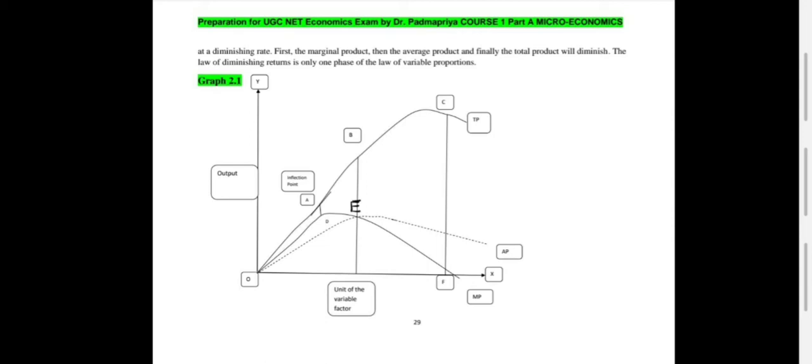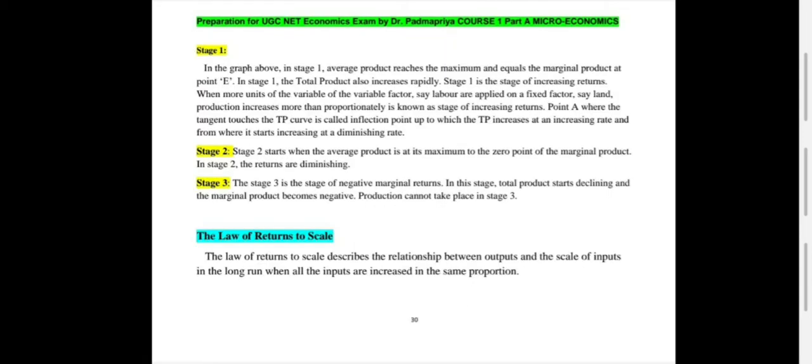What is it? In the first stage of the graph above, between points O and B, we have increasing returns. That is, average product reaches the maximum and equals the marginal product at point E. In stage 1, the total product also increases rapidly. Stage 1 is the stage of increasing returns.